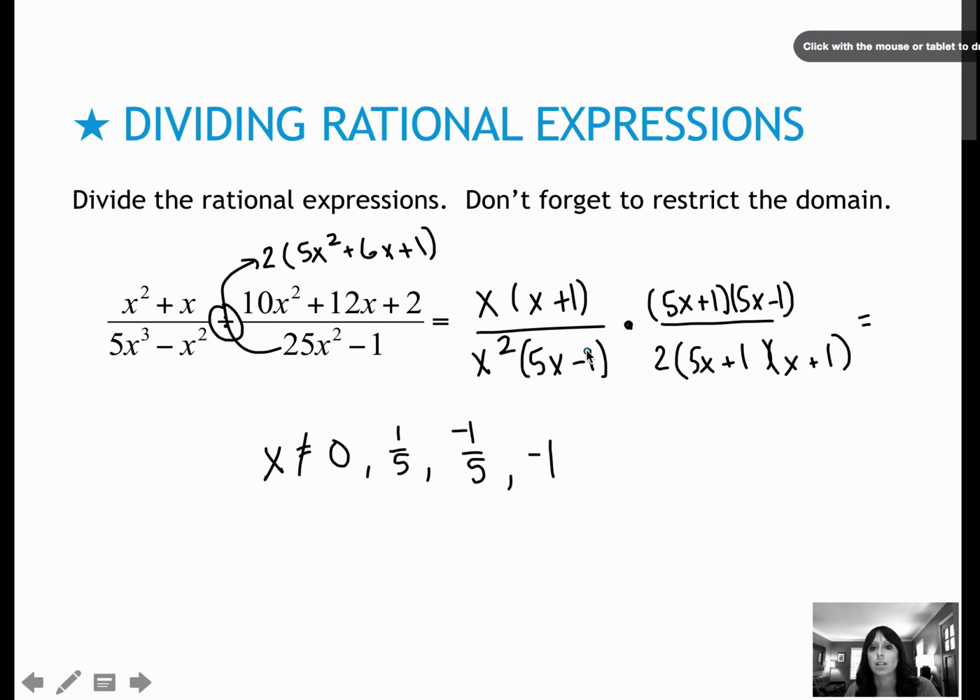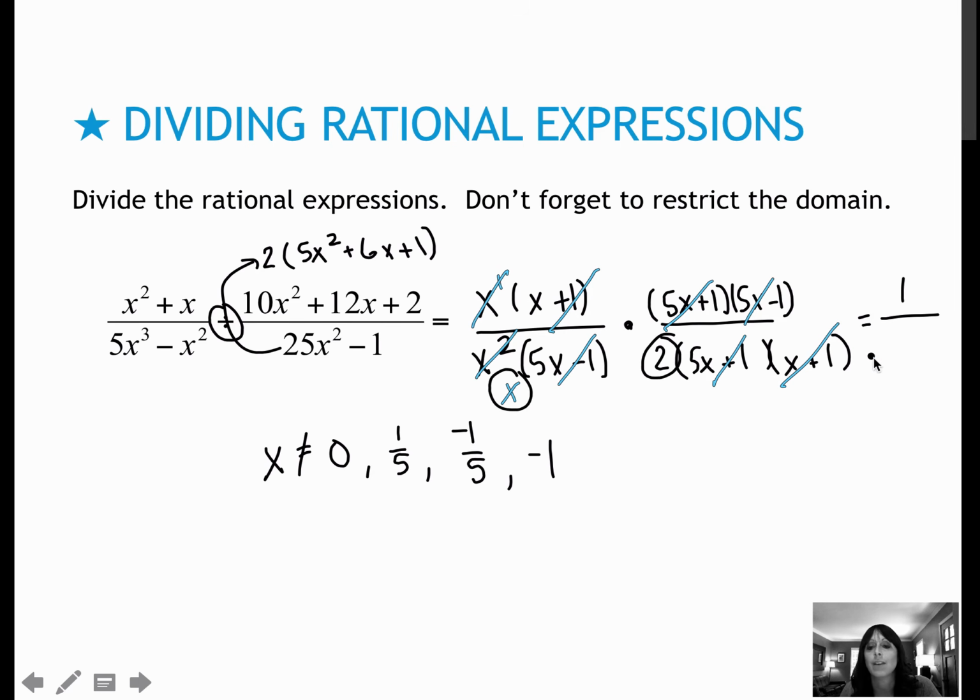I can cancel a 5x minus 1, a 5x plus 1, an x plus 1, and this is x to the first and this is x to the second, so I'm going to cancel one of the x's, which leaves me with just an x on the bottom. So on the top, I don't have anything, so I have 1. We can't just not write anything. On my denominator, I have an x and I have a 2, which means 1 over 2x.